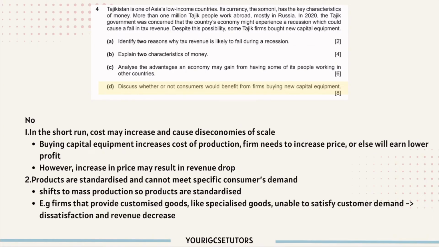Second point, products are standardized and cannot meet specific consumers' demand. Standardized means the products are made similar. For example, you produce Adidas sports shoes and there are like 1,000 of the same Adidas sports shoes being produced in a factory. So standardized often means that the firm shifts to mass production. So it's not suitable for firms that provide customized goods.